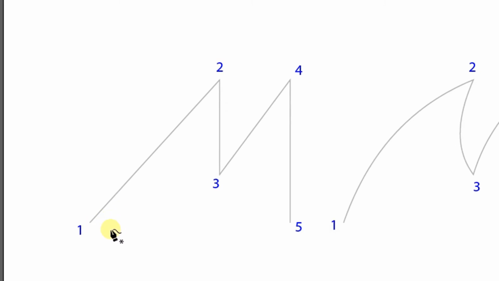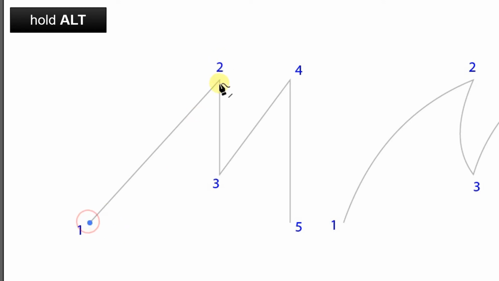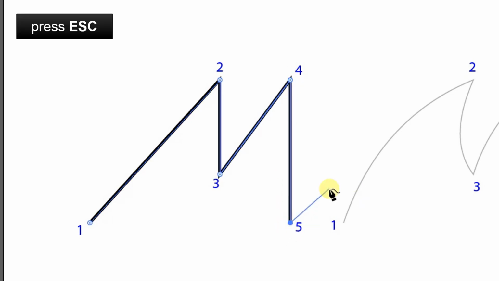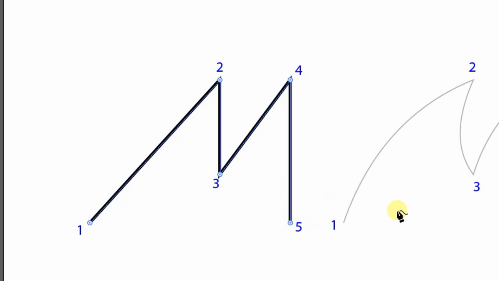First, to make a straight line like this, hold Alt and click each point. Press Escape to break the line.